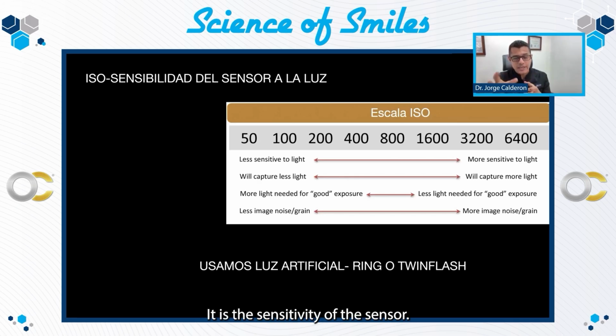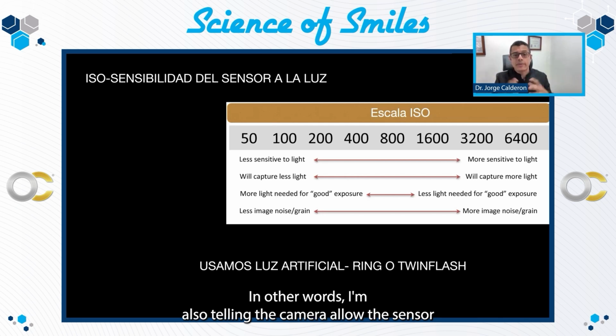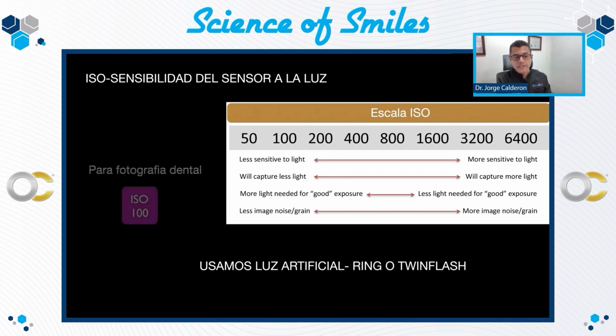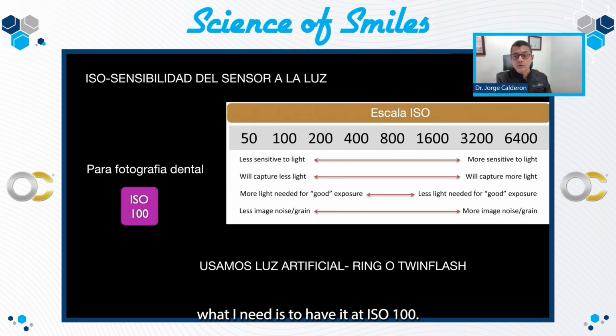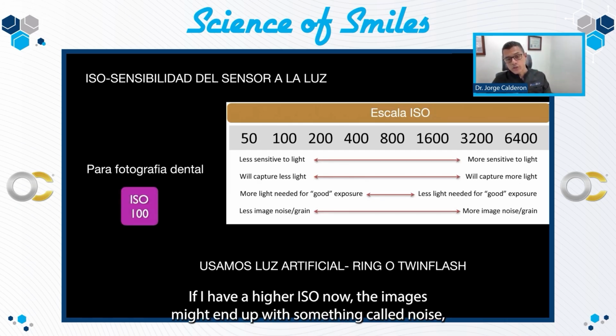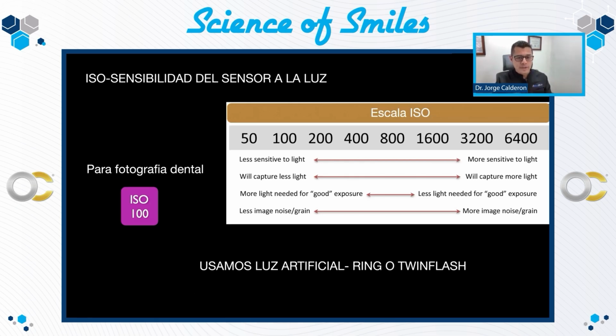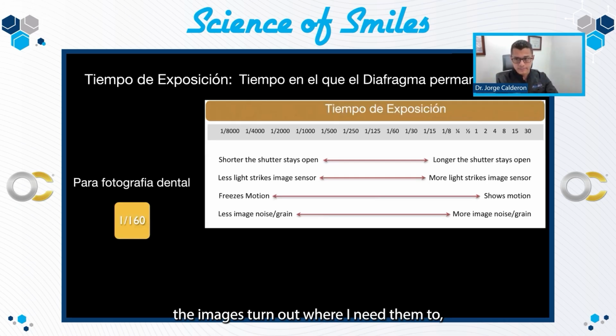It is the sensitivity of the sensor. In other words, I'm also telling the camera, allow the sensor to capture or be more or less sensitive to light. So, for dental photography, what I need is to have it at ISO 100. If I have a higher ISO, the images might end up with something called noise, which is nothing more than a grainy and very dark appearance. So, ISO 100 is perfect, a perfect sensitivity for when I use my artificial light, whether it's a ring flash or a twin flash. The images turn out where I need them to.